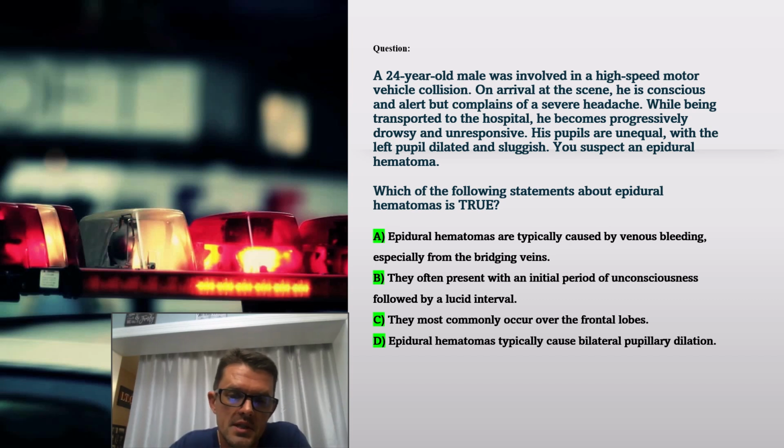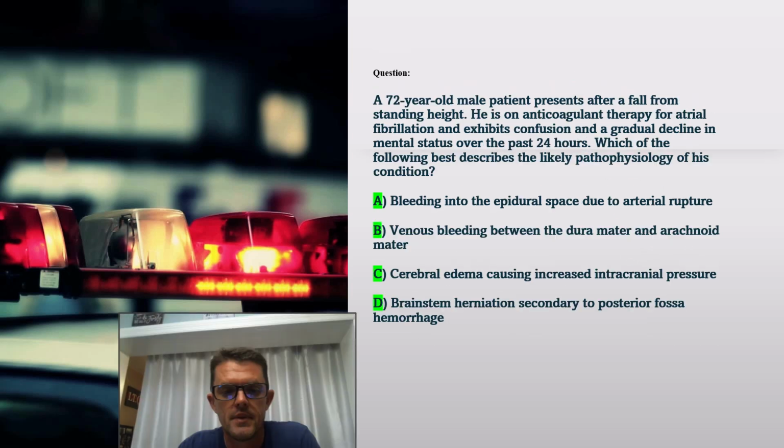D. Epidural hematoma is typically caused by bilateral pupillary dilation. No, it's unilateral and it's usually ipsilateral, on the same side, right? So B, that's got to be our guy, right? Absolutely. Next.